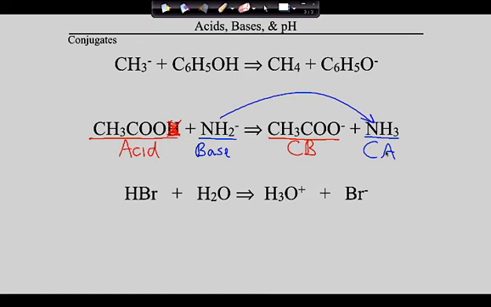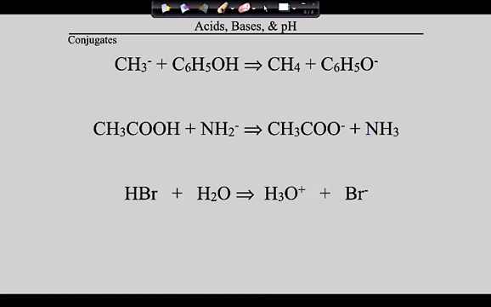So let's take a look at one more example. If we go down here to our final example, you'll notice that we have HBr. And if we take the HBr and find something similar, you'll notice that we've got Br minus. The difference being HBr lost a hydrogen. Again, this makes it the acid. And if that's the acid, that means that water is our base. Once you know the acid, the other one has to be the base.